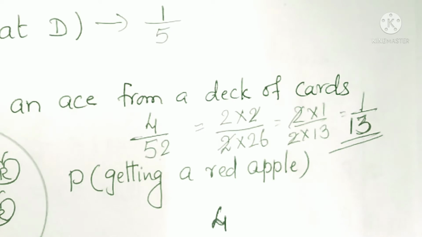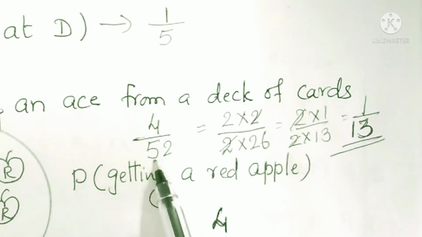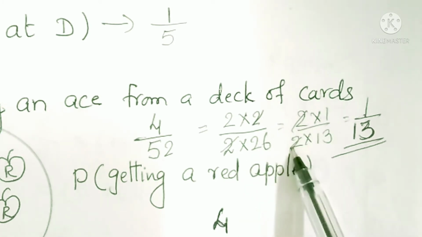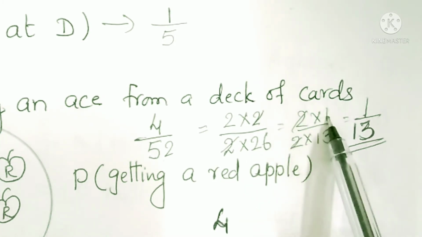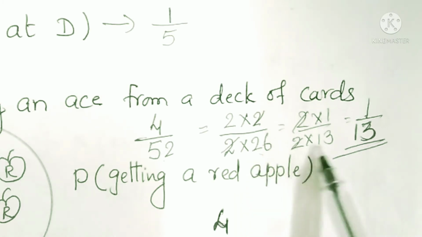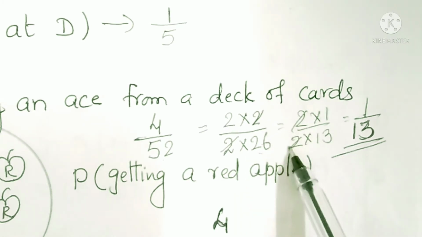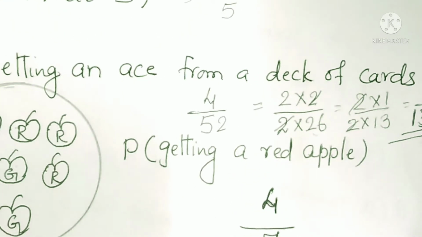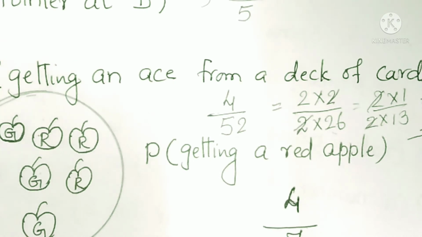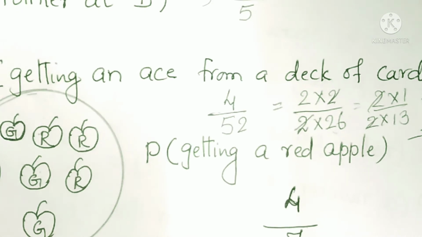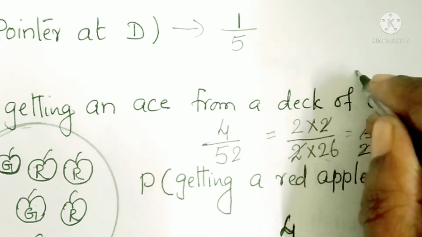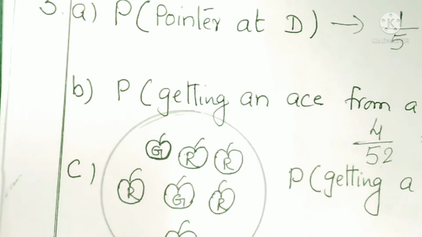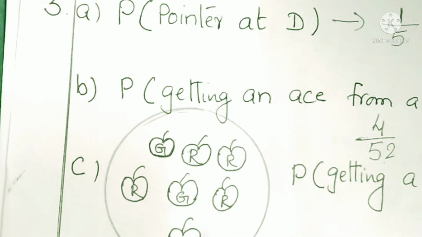You see, it is 4 out of 52. So 2 2s are 4, 2 26s are 52. So 2 gets cancelled. Again 2 1s are 2 and 2 13s are 26. Again 2 gets cancelled. So we get 1 out of 13. 1 upon 13 is the probability of getting an ace from a deck of how many cards? 52 cards.